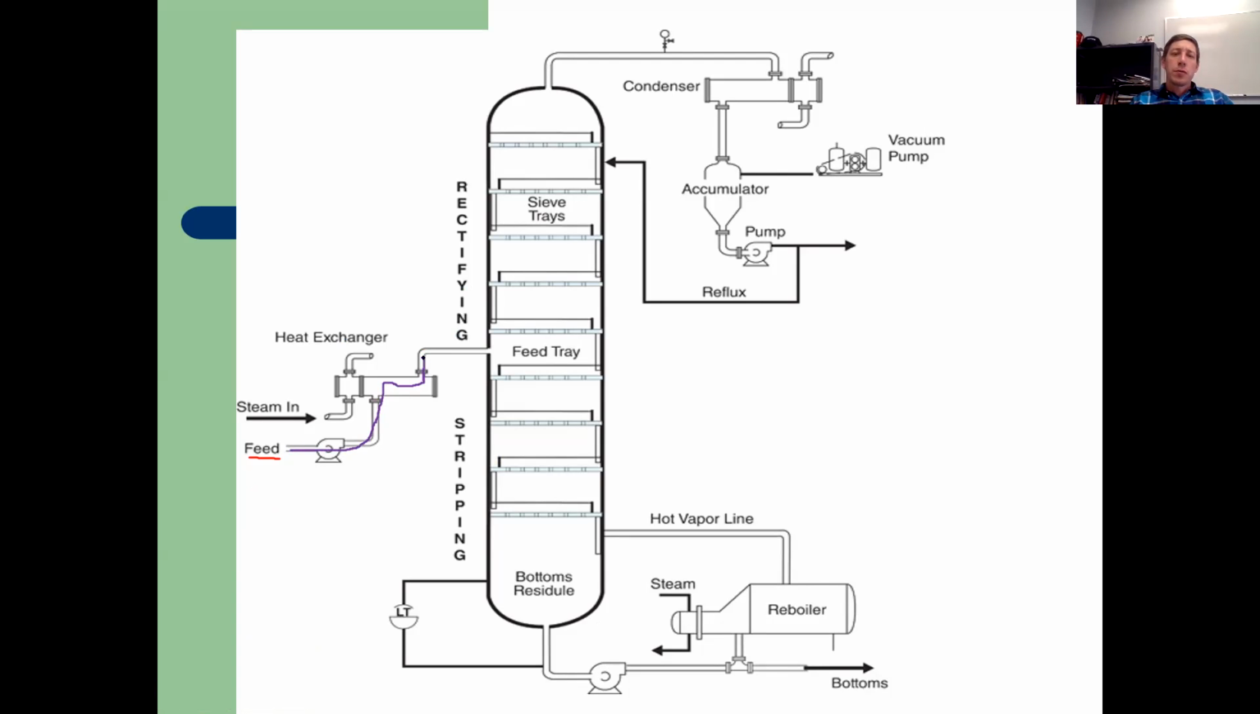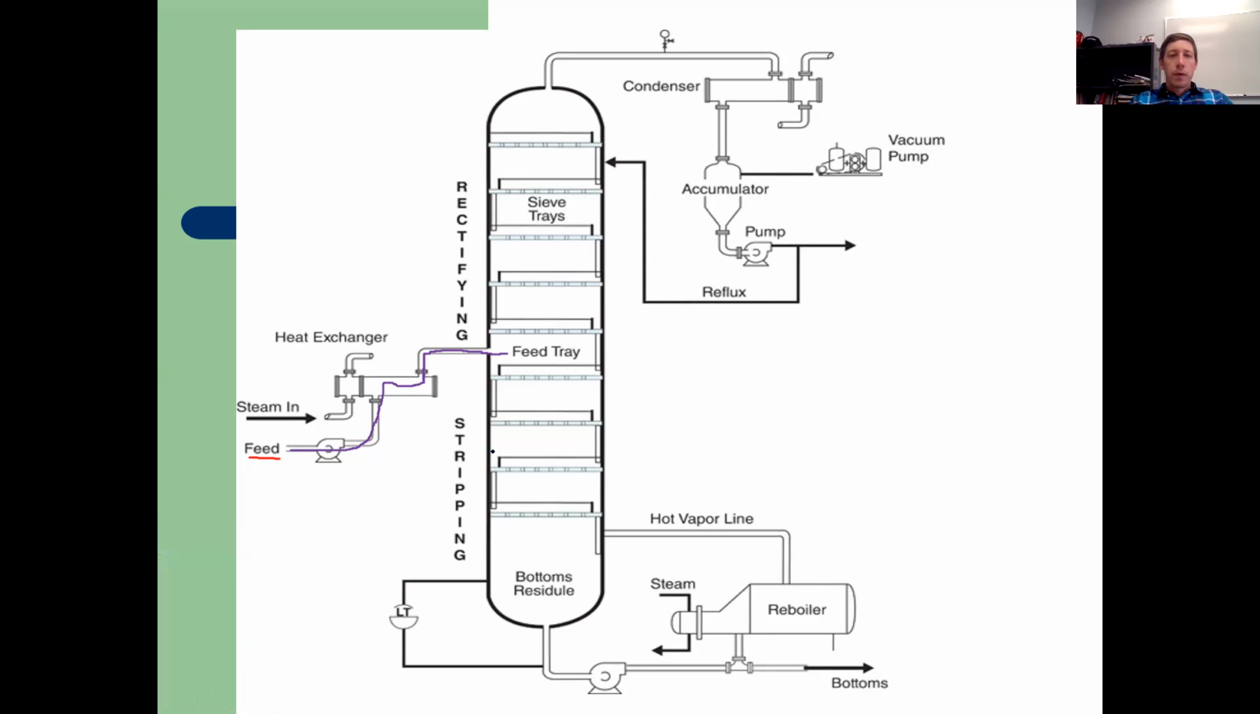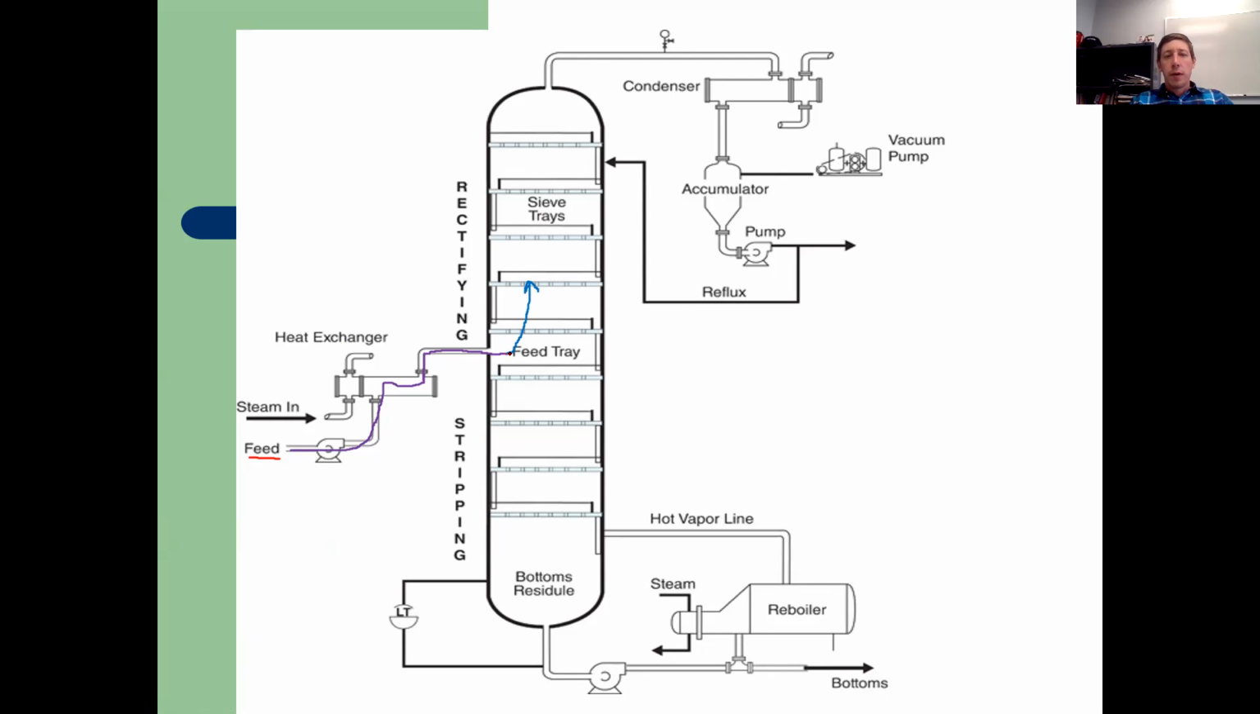And then after it goes through this pipe and hits the tower, at this point right here, our light materials are going to want to boil off, vaporize, and rise up the tower. Our heavy liquids are not going to boil off, because they haven't hit their boiling point yet, so they're going to want to fall down the tower.